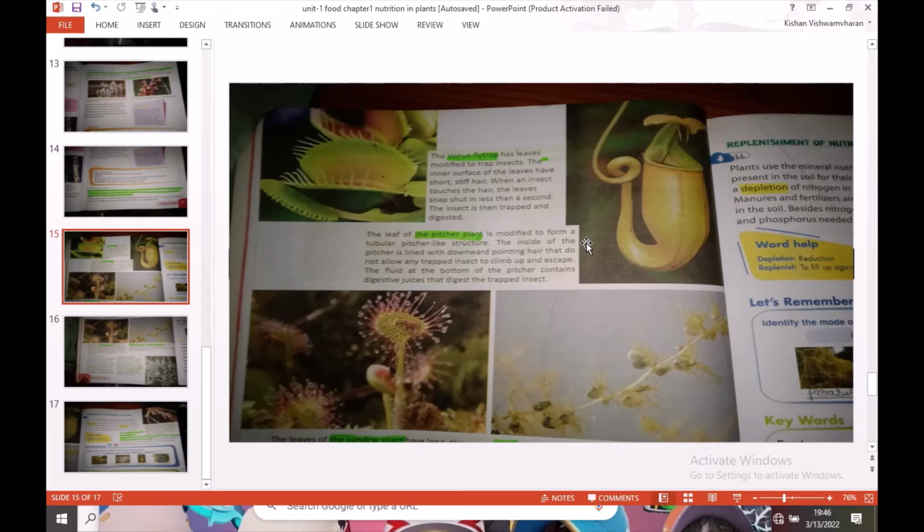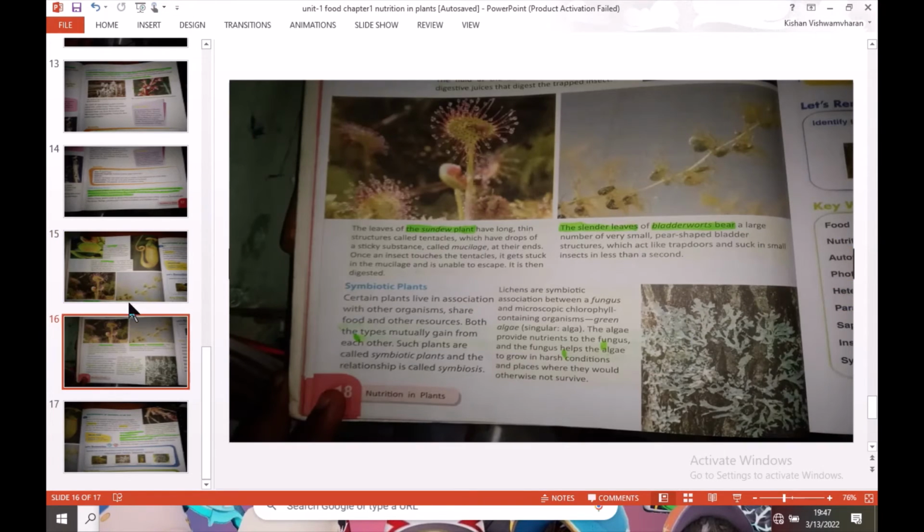Inside it there is an inner short stiff hair, so that when the insect slightly touches the hair, the trap just closes, and the insect is digested. I'm thinking it will be digested very easily. Now let's go to the sundew plant.